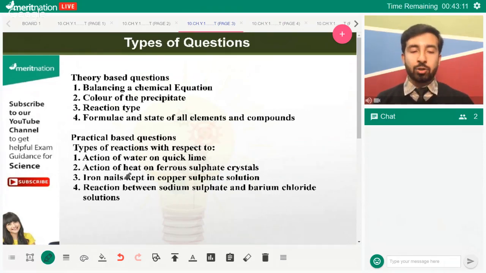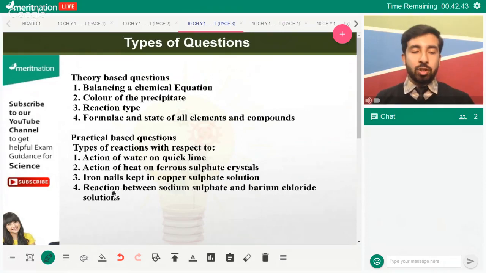The next practical is iron nails kept in copper sulfate solution. We all know that when the iron nails are kept in copper sulfate solution, iron displaces copper from its salt solution, because iron is more reactive than copper. Due to that, a single displacement reaction happens over there. As a result, the color of the solution changes from blue to light green.